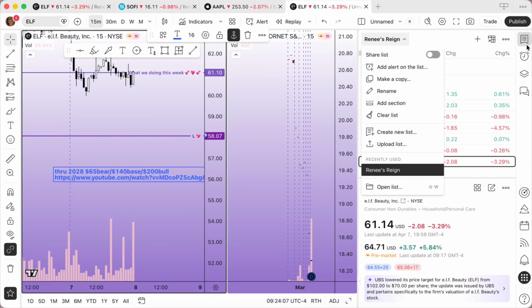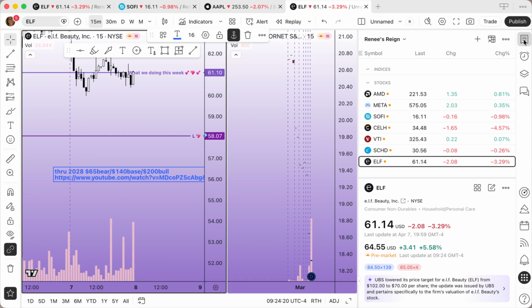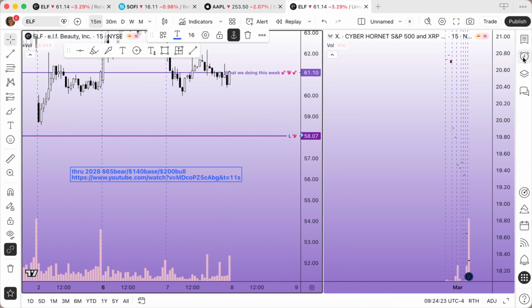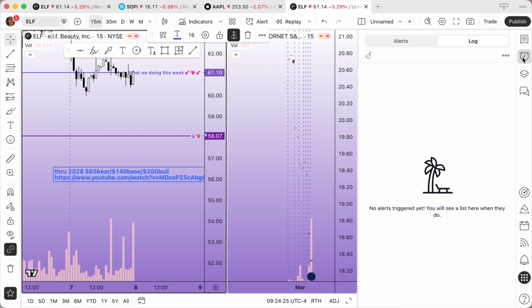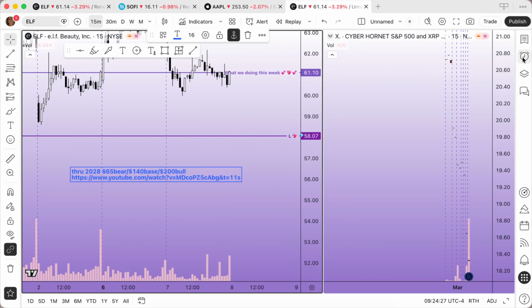So, all right, that's your watch list. You can rename it, you can clear the list, create a new list. Okay, that's that. So that's where your watch list is. That's right up here. This is the area where you would add alerts, so you're not in the charts all the time.